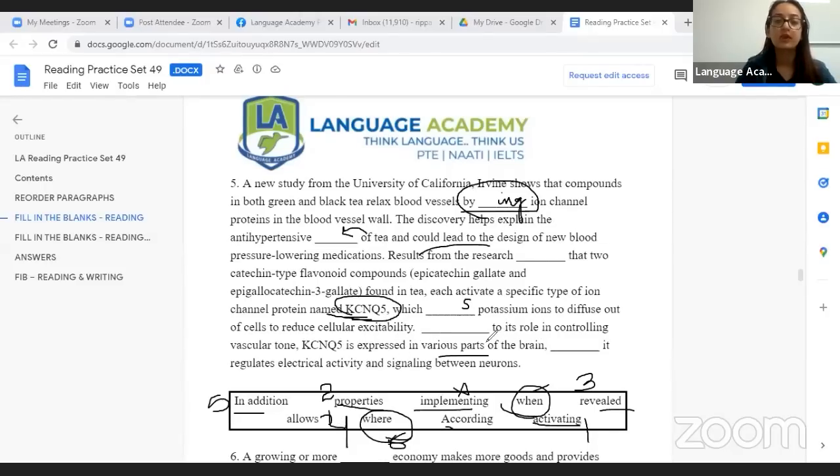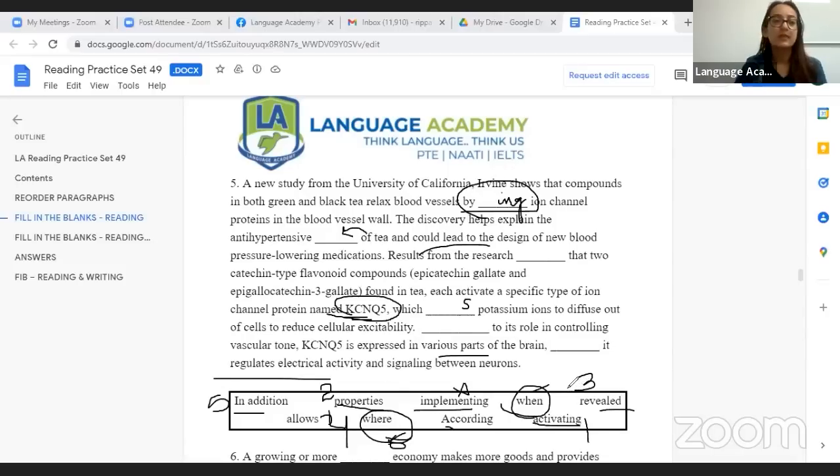According is used to refer, we were not referring. We were saying this is one role it performs, it is found in some other part, it has some other role there. That will be in addition to one thing. It is also present in the brain where it regulates activity. So because that's the other role given. So these are the answers.